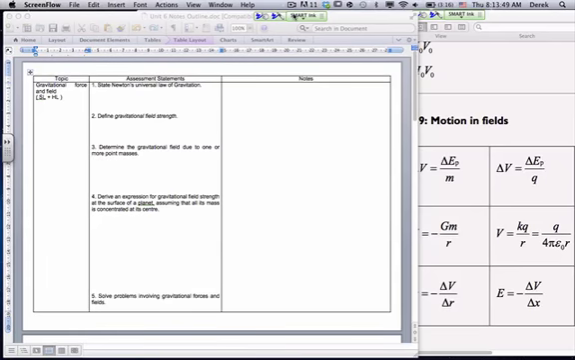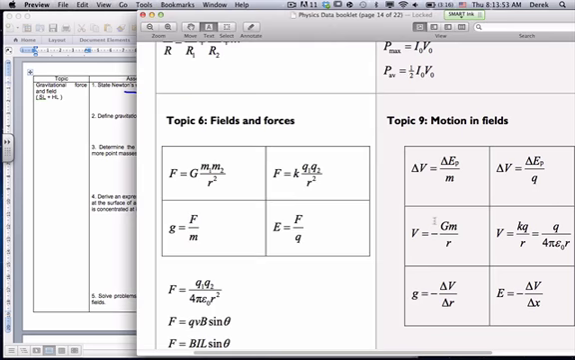So, state Newton's universal law of gravitation. This is basically given by this formula in your data booklet: the force is proportional to the product of the masses, m1 and m2, and inversely proportional to the distance between them squared. So that's Newton's law of universal gravitation.